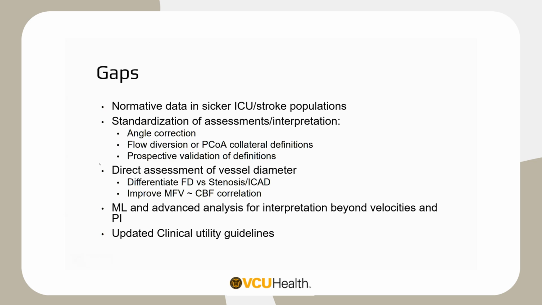But it would be interesting if we were able to use some of the imaging TCD developing technologies to start to assess the diameter of the vessels directly, which would help us in interpretation of things like flow diversion versus stenosis, but would also help with some of the other topics that folks will talk about in terms of correlating flow velocity to actual blood flow. If we had an accurate assessment of the diameter, you could start to get to quantitative blood flow measurements. And then I think other obvious things to do are moving beyond just velocities and pulsatility index to actual ML and other more sophisticated analyses of the waveforms.